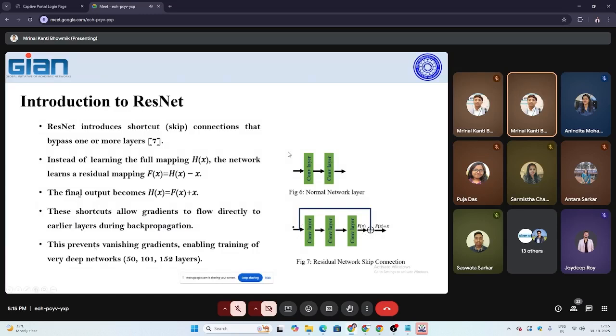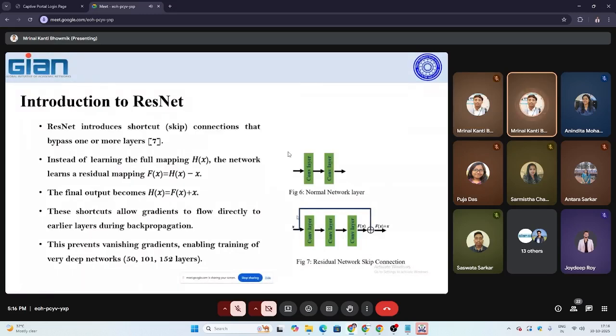So the final output becomes H(x), meaning H(x) equals F(x) plus x, because the residual mapping is F(x) equals H(x) minus x. The learning should be like this: the x, which carries some information, goes directly to that addition symbol and resolves the gradient problem. This shortcut allows gradient to flow directly to the earlier layers during backpropagation. This prevents vanishing gradients, enabling the training of deep neural networks.